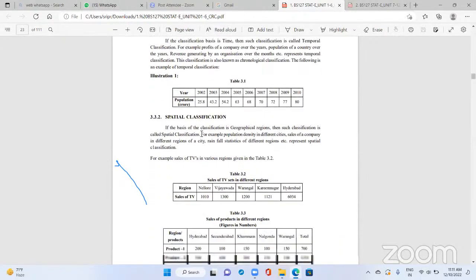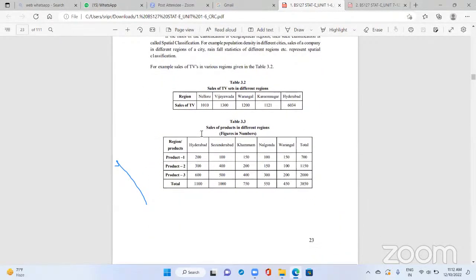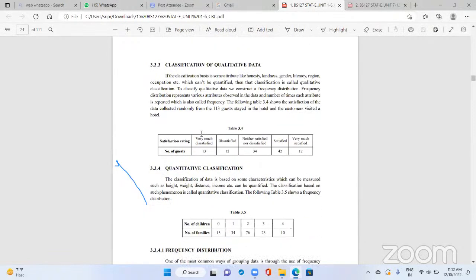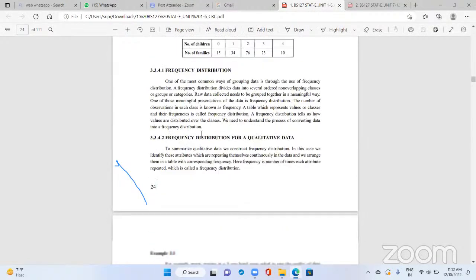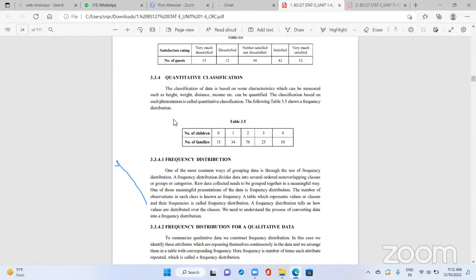So coming to, according to my knowledge, 1, 2, 3, 4 serial number. First one is quantitative classification. Here you can see on the screen, quantitative classification. The classification of data is based on some characteristics which can be measured, such as height, weight, distance, income, etc. can be quantified. The classification based on such a phenomenon is called quantitative classification.